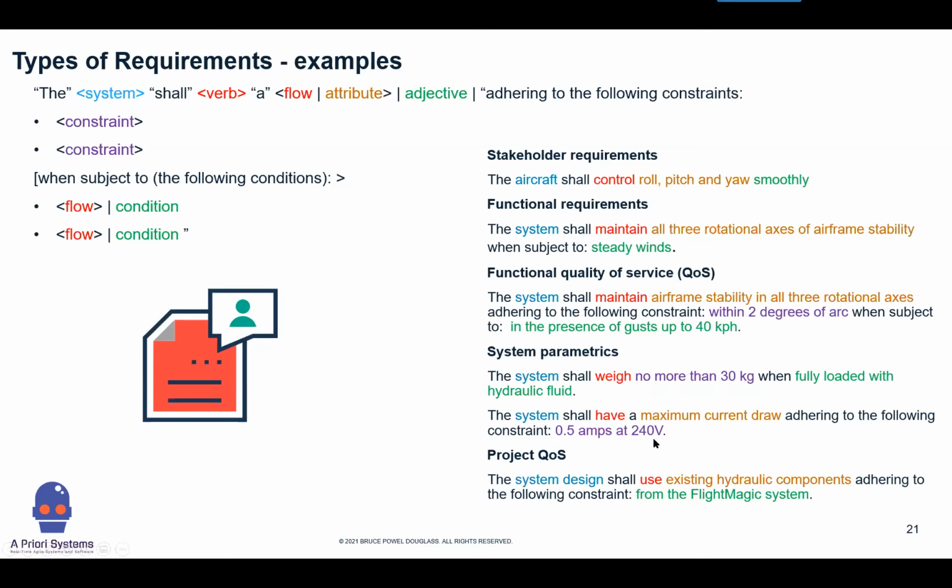But the system shall have a maximum current draw at half an amp at 240 volts. And you might even have project quality of service, such as we want to reuse these components from some other design. So that's a requirement on the project to reuse a design because, well, reasons, right? Some business reasons you have. But they're not really related to the delivered functionality per se. So these are just some example requirements using that canonical form.